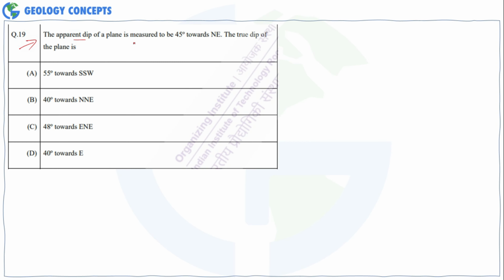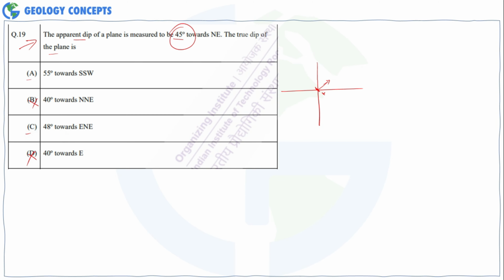The apparent dip of a plane is measured to be 45 degrees towards northeast. Okay, so this is the scenario. This is your northeast, and some bed is having a dip or apparent dip towards northeast. The true dip of the plane is? Now the first thing is that if the apparent dip is 45 degrees, the true dip cannot be less than 45 degrees. Hence I can rule out two options clearly here, B and D. Now I'm left with A and C.